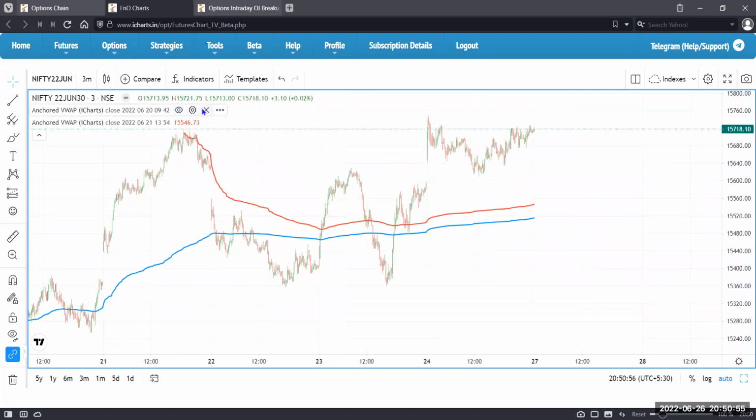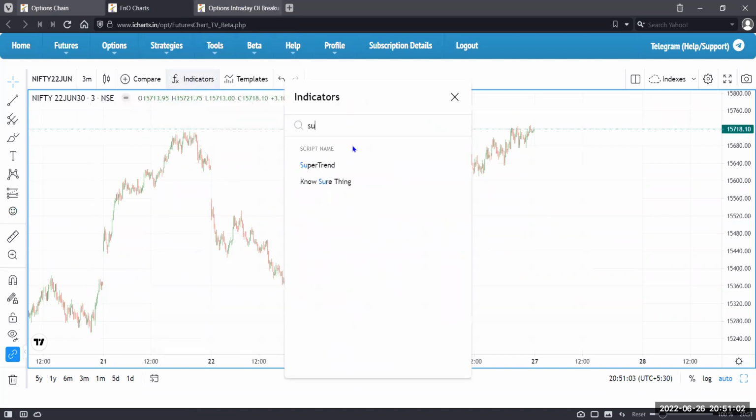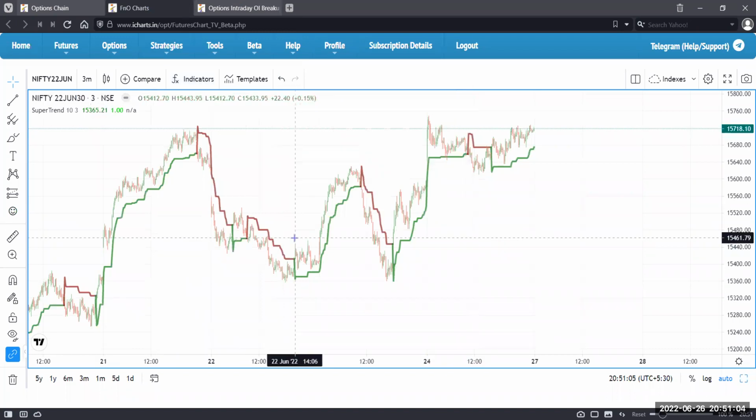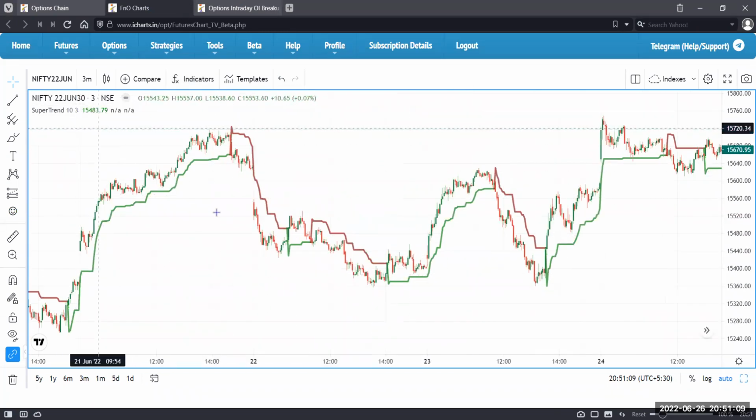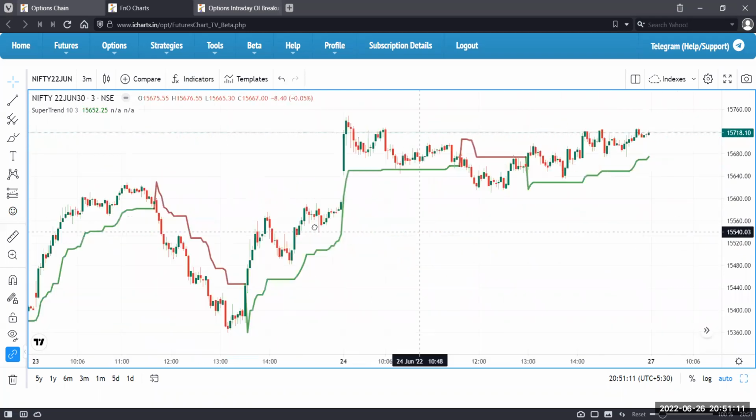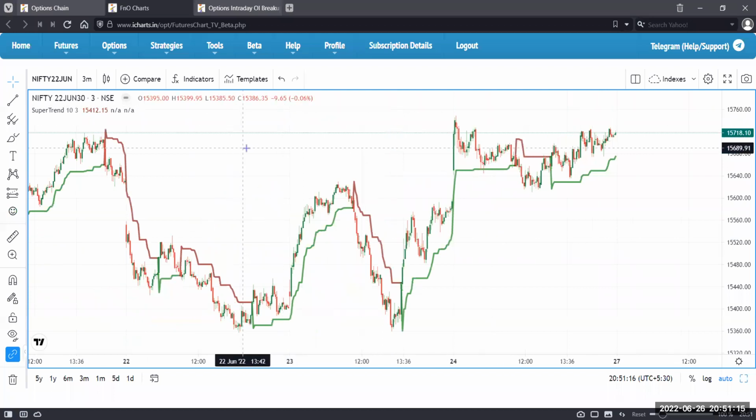Okay. Super trend. Super trend by default, once you add it will be 10,3 default. You can change it if you want. Parameters. Got it? Okay, okay, sir.